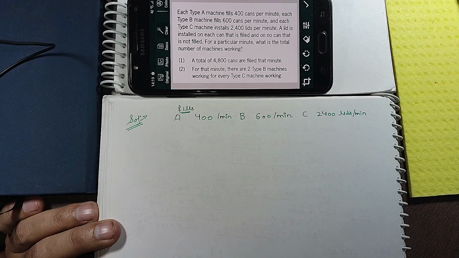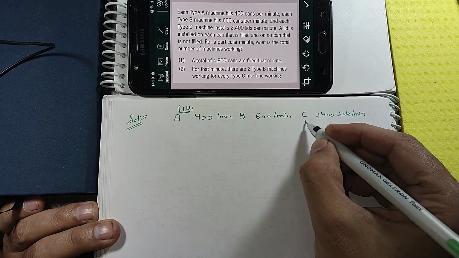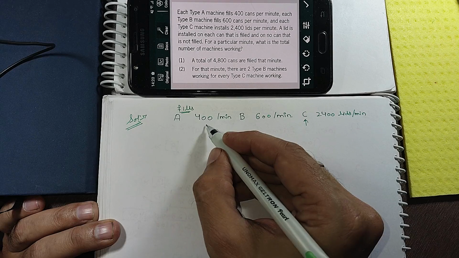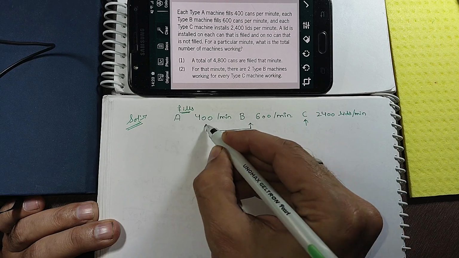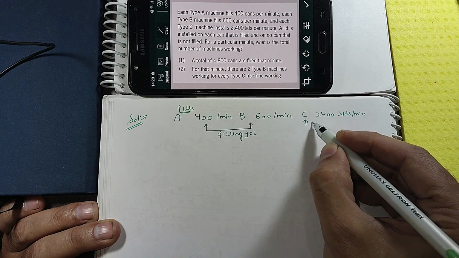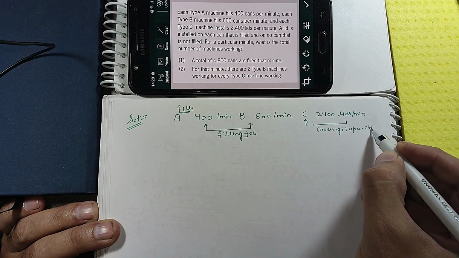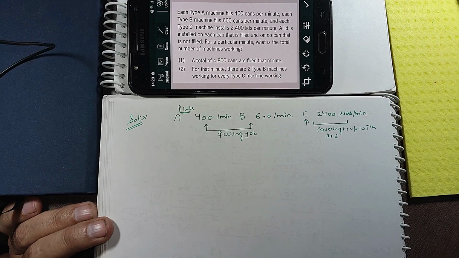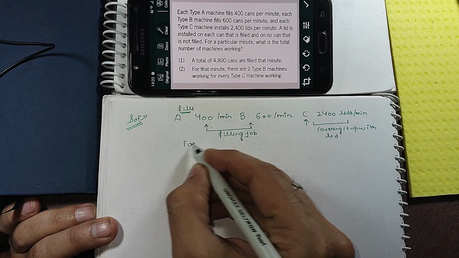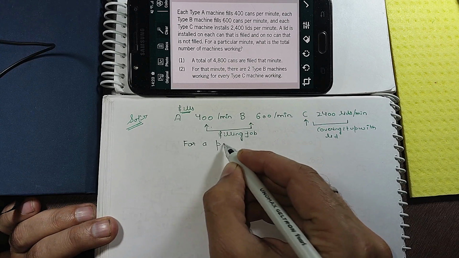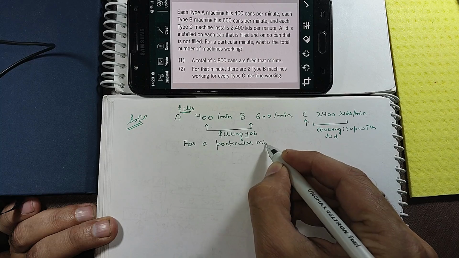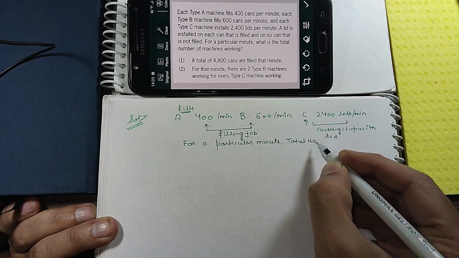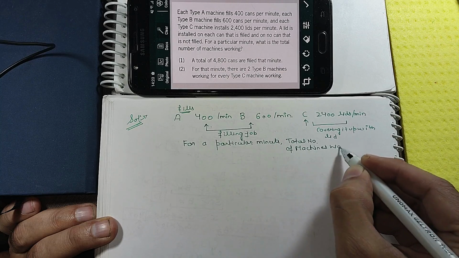Now, a lid is installed on each can that is filled and on no can that is not filled. So this is particular that C is operating on a filled can. The filling job is done by machines A and B, and C does the covering with lids. Now, for a particular minute, what is the total number of machines working? We need to find the total number of machines working in a particular minute, and that particular minute will be mentioned in the statements.